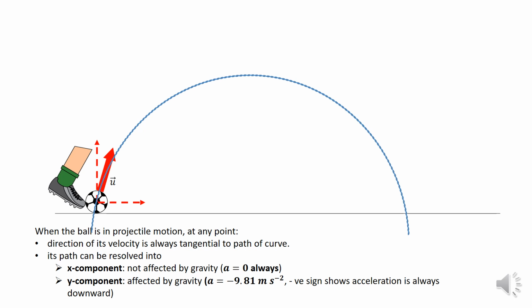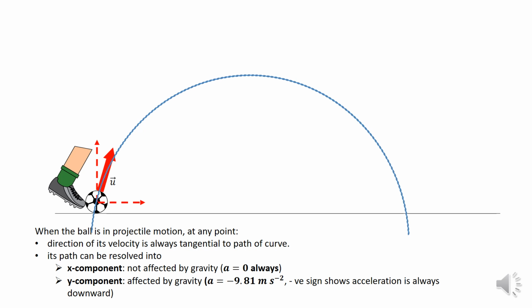This x component is not affected by gravity, which means the acceleration along the x component is always zero. Please remember this. This is very important. And the y component is always affected by gravity, which is negative 9.81 meters per second squared. Why is it negative here? Because this negative sign shows that the acceleration is always downward.